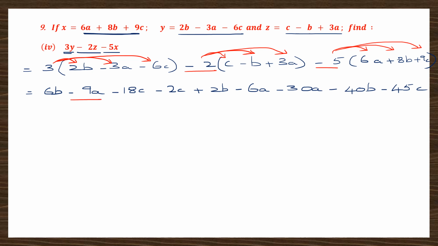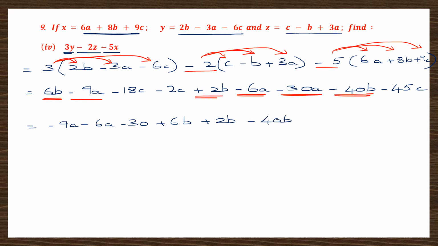Now let's take all the like terms. We'll start with a. Minus 9a, minus 6a and minus 30a. Now let's take the b's: plus 6b plus 2b minus 40b. Now the c's: minus 18c, minus 2c and minus 45c.